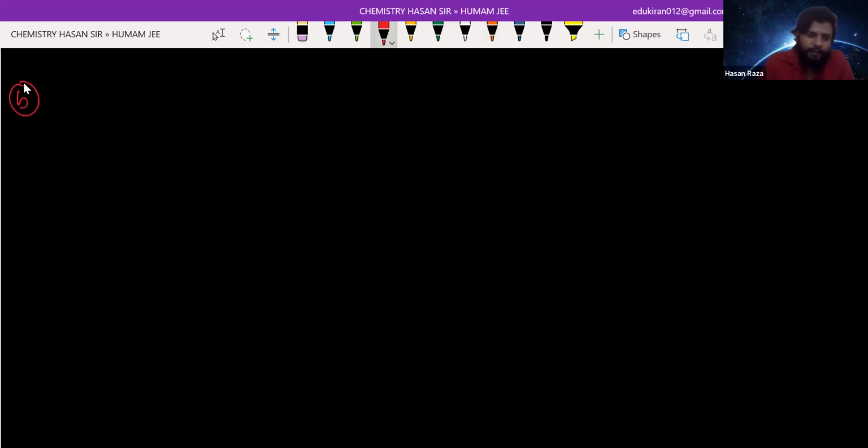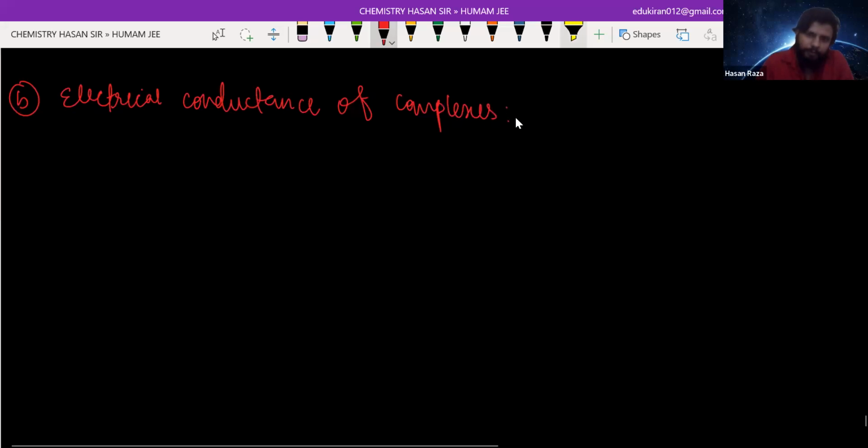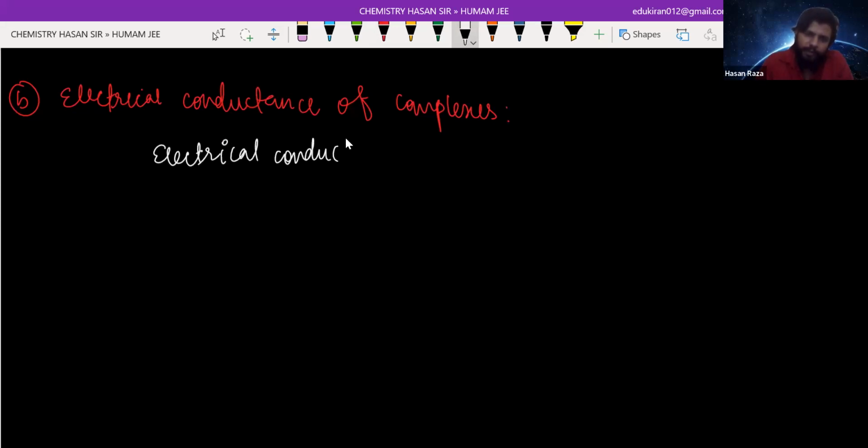The next practical experimental evidence is this: electrical conductance of complexes. So basically, you know that if more ions will be there, electrical conductivity increases. Electrical conductivity is directly proportional to the number of ions. So very simple.